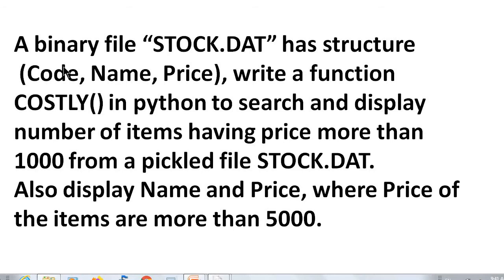Question: a binary file stock.dat has structure, a tuple: code, name, price. Write a function costly in Python to search and display the number of items having price more than 1000 from a pickle file stock.dat. Also display name and price where the price of the items is more than 5000.